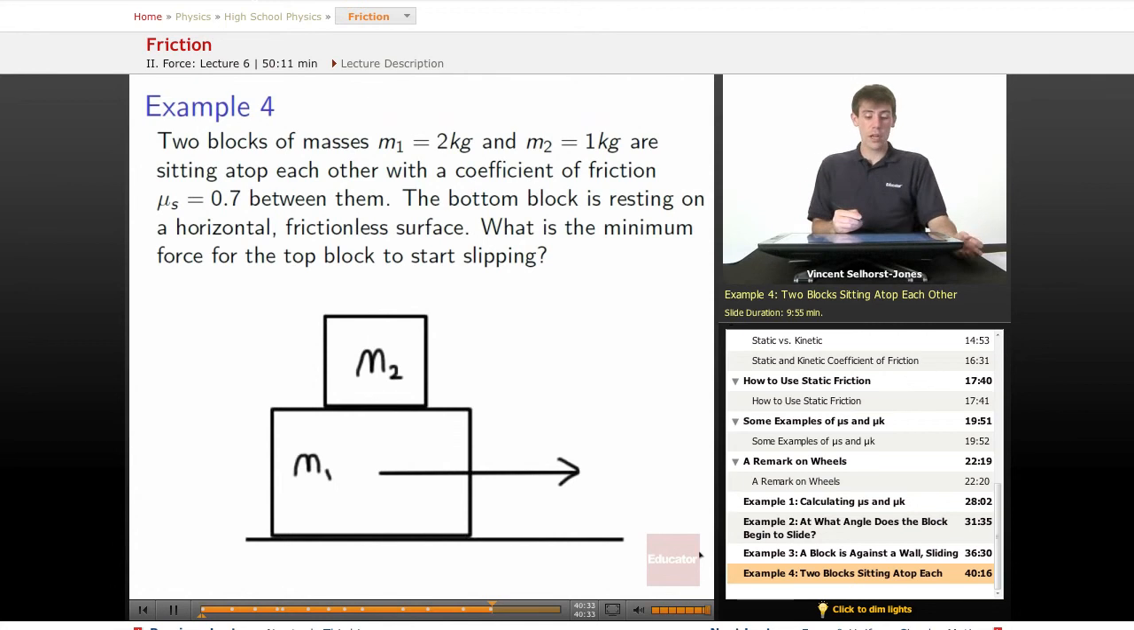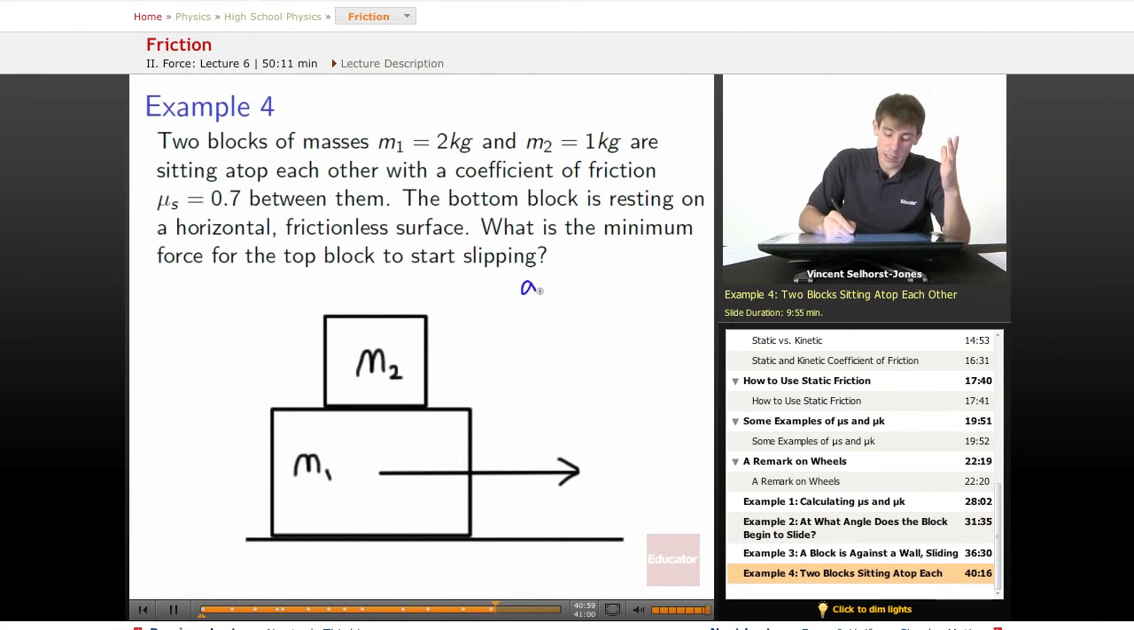So we've got two blocks of masses m1 equals 2 kilograms and m2 equals 1 kilogram. They're sitting atop each other, and they have a coefficient of friction, mu static, equals 0.7 between them. The bottom block is resting on a horizontal, frictionless surface. What's the minimum force to keep the top block from slipping? All right, so first of all, if they're moving at the same rate, what does that mean?